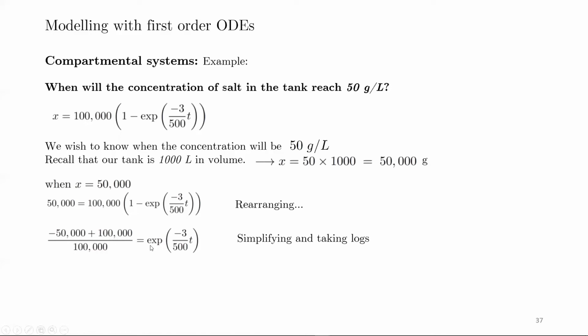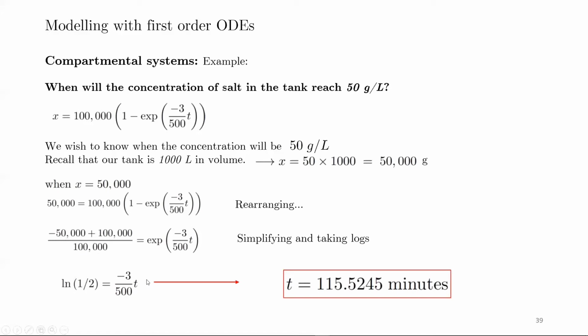And then I can take the log of both sides to make the right-hand side negative 3 over 500 times t. So we end up with the log of 1/2 equals negative 3 over 500 times t. I can easily then multiply both sides by negative 500 over 3 to get t by itself. And if I do that, I find that the time it takes for the concentration in the tank to reach 50 grams per litre is just over 115 minutes.